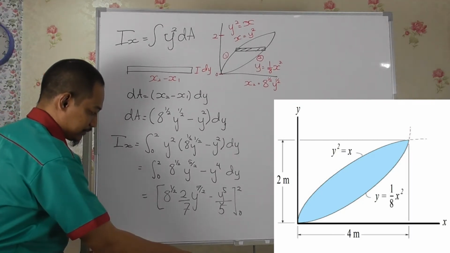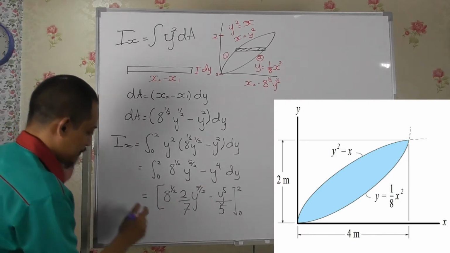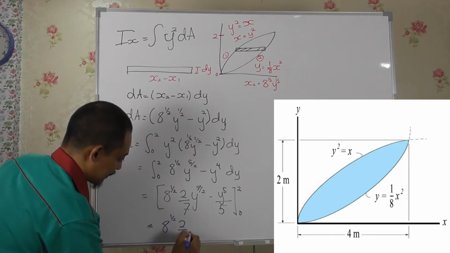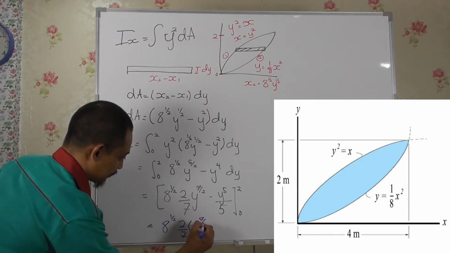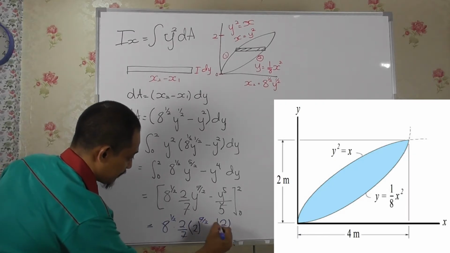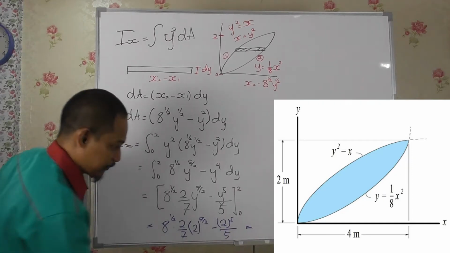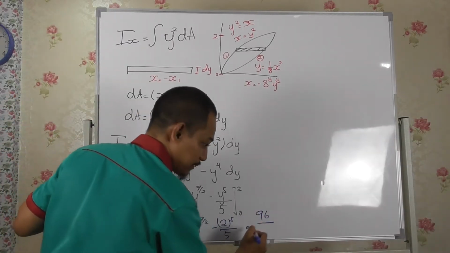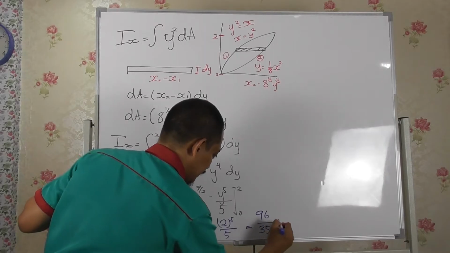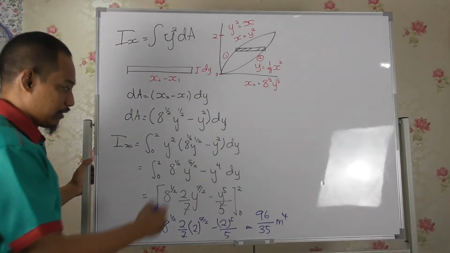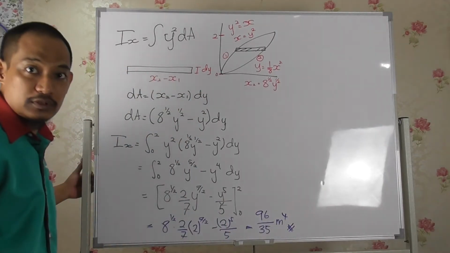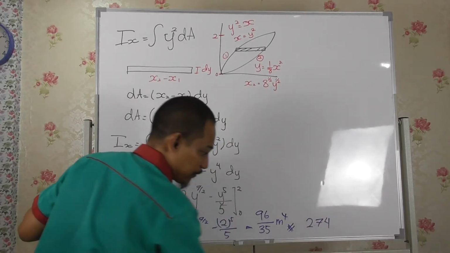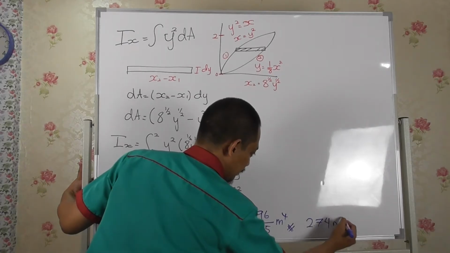Right. So down here, if you plug in the values, you get 8 to the power of half times 2 over 7 times 2 to the power of 7 over 2, minus 2 to the power of 5 divided by 5. If you calculate this, you get 96 over 35 meter to the power of 4. That will be your answer. Or if you transform it into a number, that will become 2.743 meter to the power of 4.